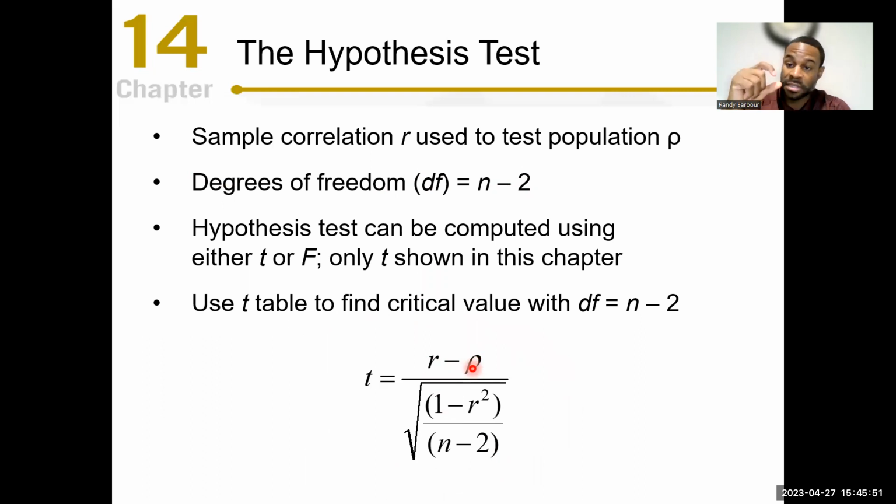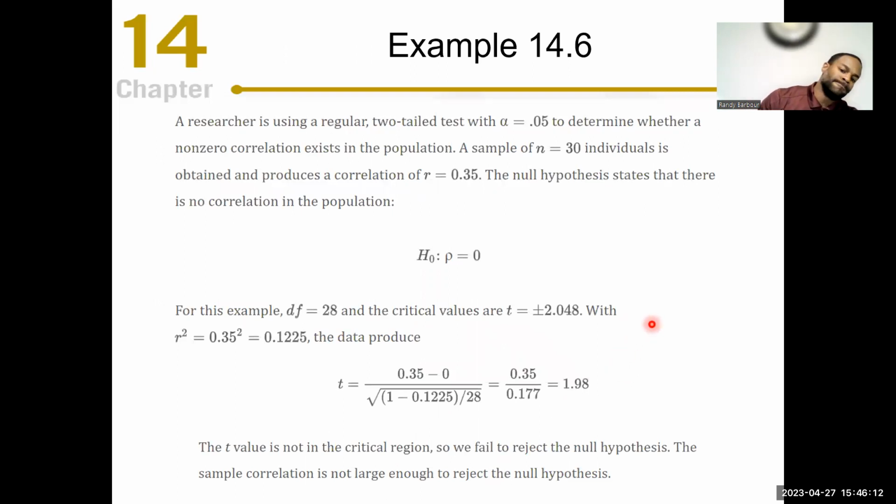Okay, that's going to be our hypothesis, because our hypothesis says that the population correlation is 0, right? So we take this, we get our correlation minus 0, and we plug everything else in, R squared, plug our n in here, which are degrees of freedom here, and then we calculate based on the values that we put in there. Okay. Here is an example.